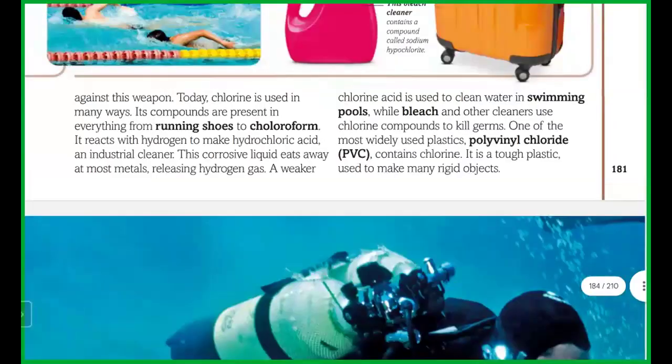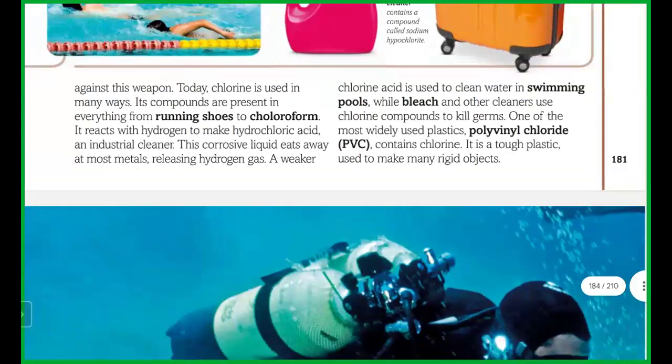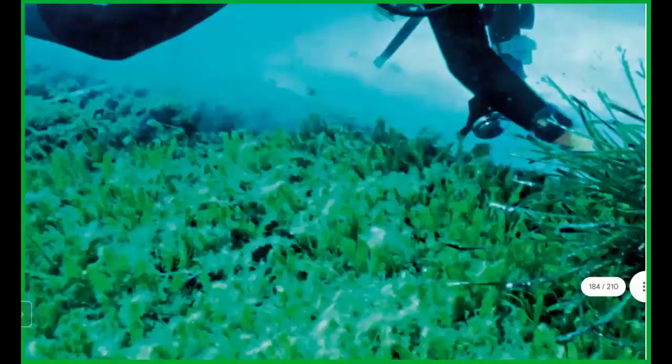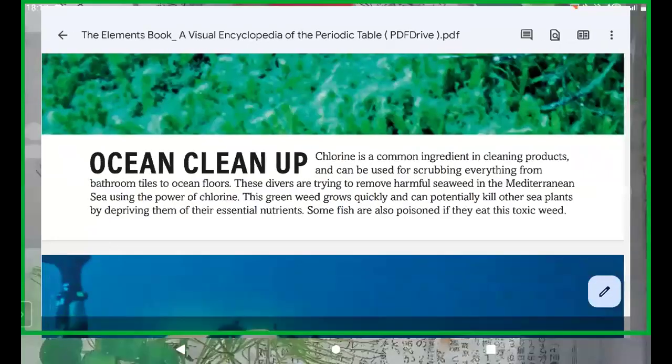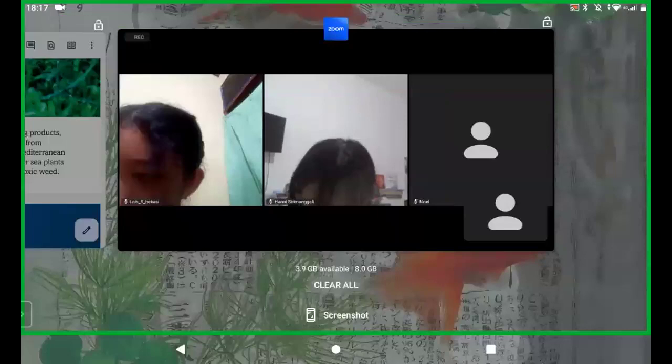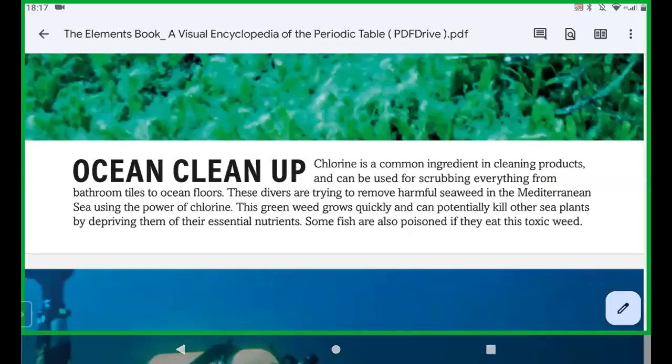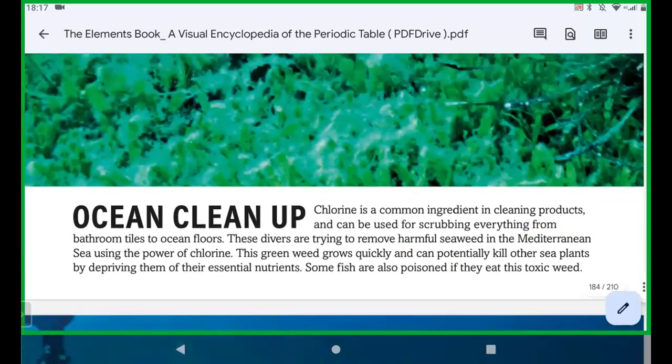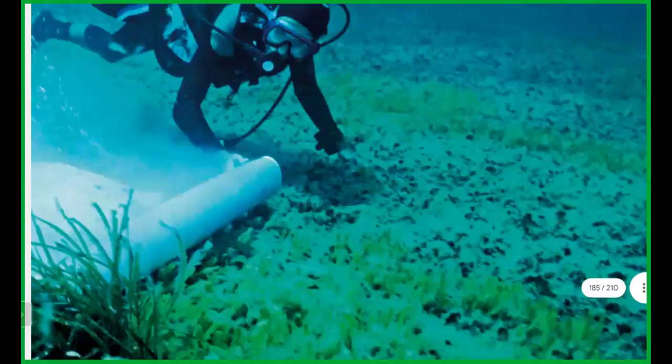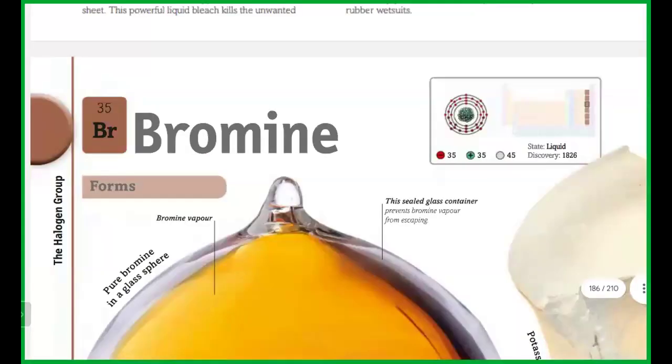So here are the others. Chlorine is a common ingredient in cleaning products. It can be used for scrubbing everywhere from bathroom tiles to ocean floors. So here, yeah, the example that I've told before. So we can skip that part.